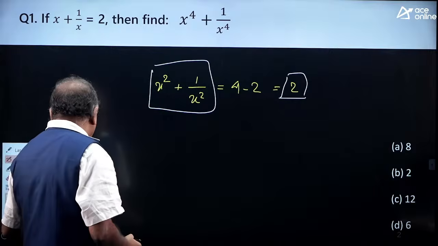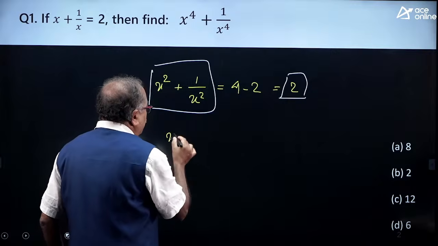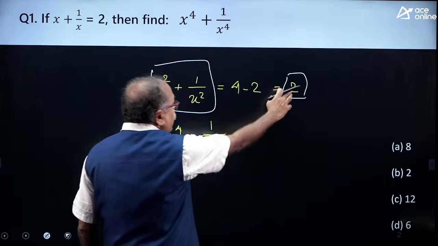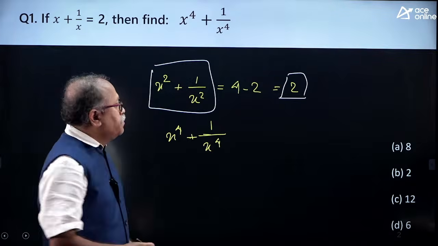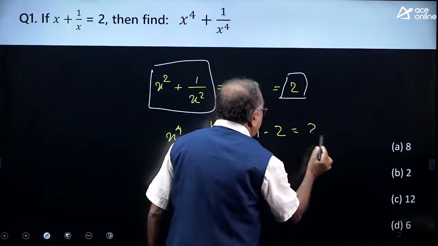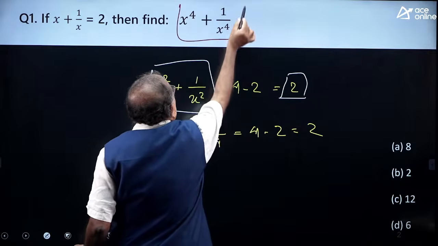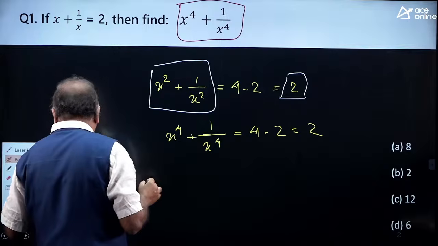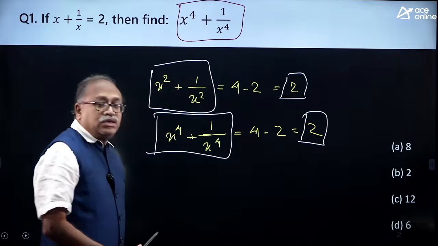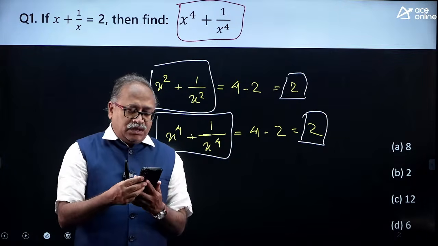Now I am moving on to make this whole power 2. Then you will get x to the power 4 plus 1 by x to the power 4, which is 2 square, that comes 4, and again 4 minus 2. That is nothing but 2. So what is the value of this given expression? If you have done it in the past, it's a very basic question. Your answer is 2.